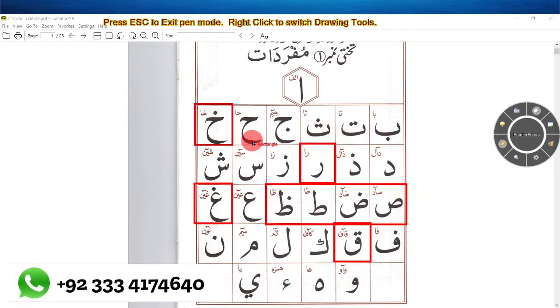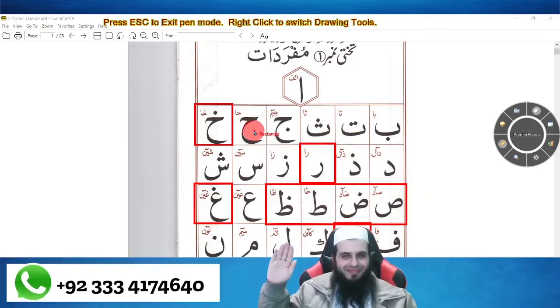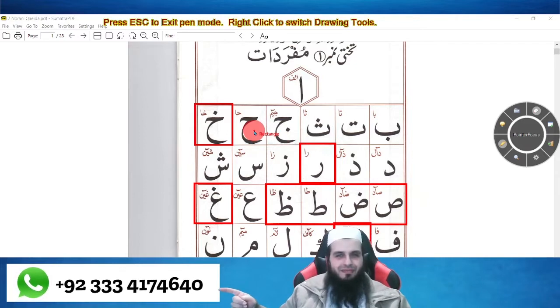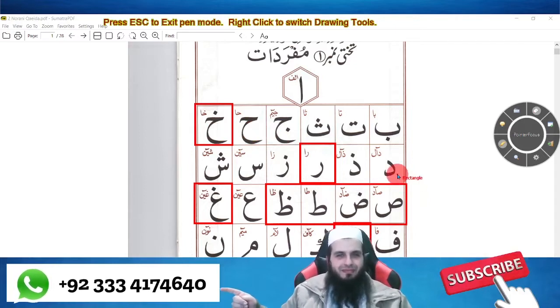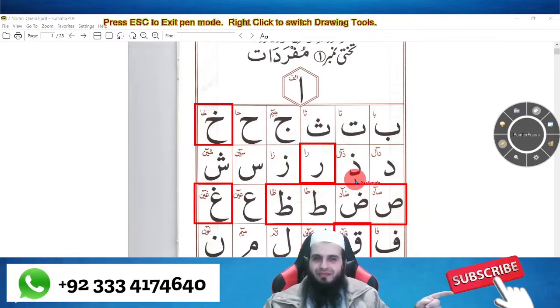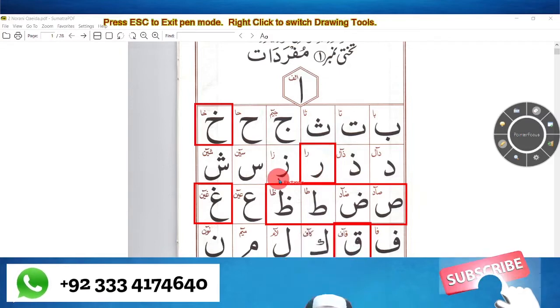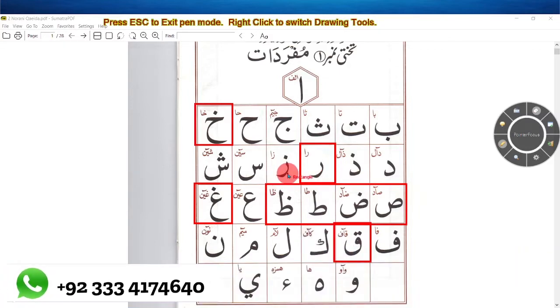Jim, Ha. Ha must be as sharp as a sword from the middle of the throat. Kha. Dal, Zal, Ra, Za. In the letter Za, we must not touch our tongue anywhere. The upper and the lower teeth have a little bit of gap and we read this letter with force. Seen, same is the case with seen.